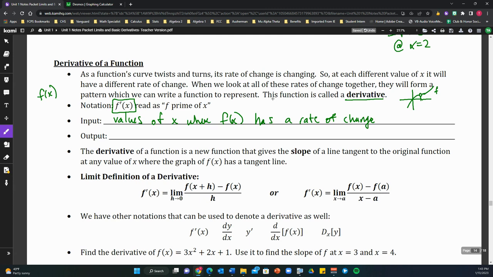So that would be a value of x that we would not include in the input of f prime. Another example is vertical asymptotes, another case where the function would be undefined. If there are no points on the graph at a particular value of x, then there's no way for us to describe how it's changing there because the graph doesn't exist.